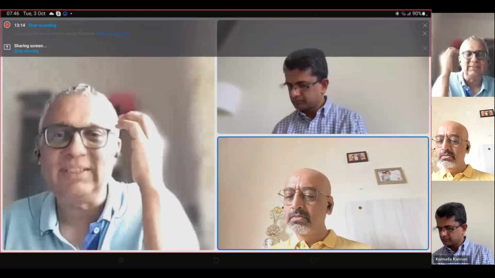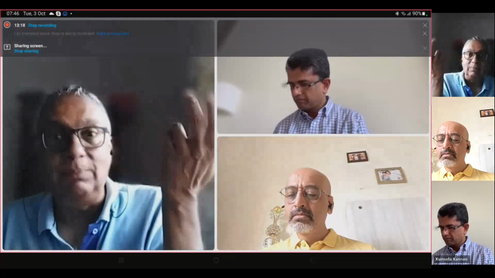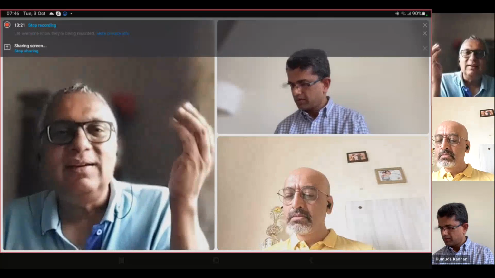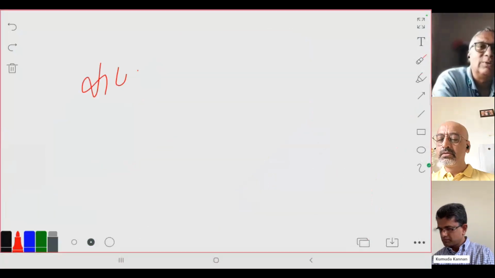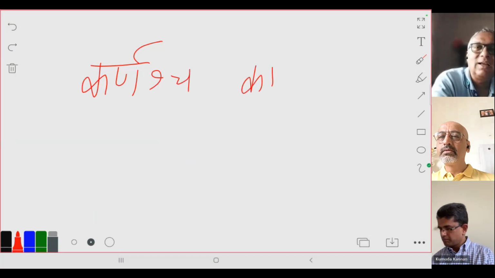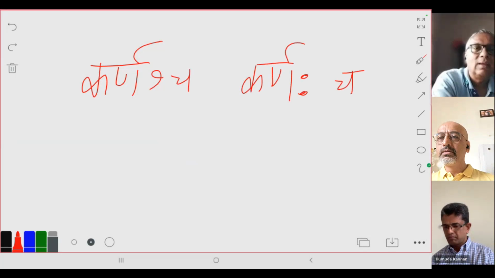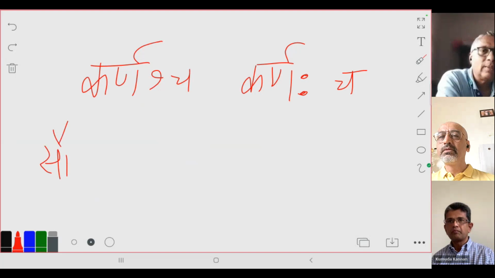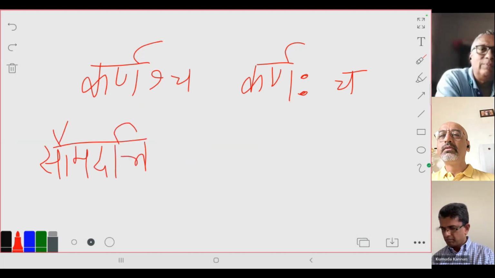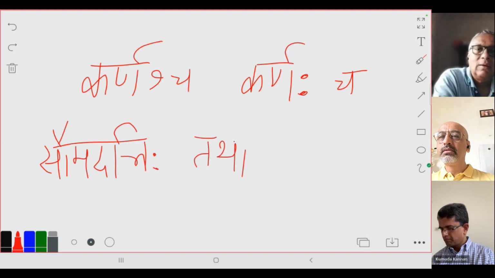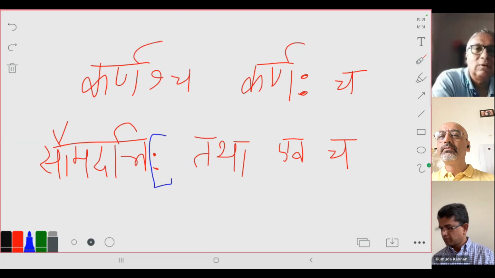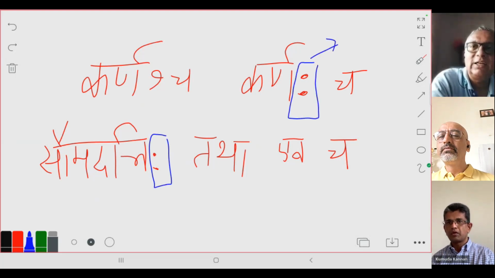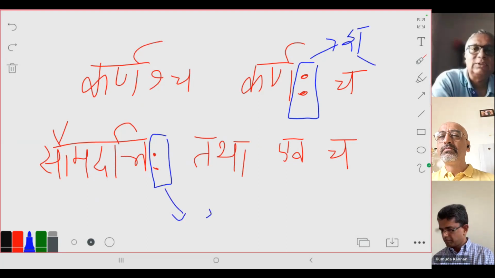But see, in the first instances you are getting Visarga changing into Shakara, and in the last, Saumadattihi, Tatha, Eva, cha. So you see here Visarga changing into Sakara. Example, Karnascha is Karnaha cha. But when you come down to Saumadattihi, Tatha, Eva cha, you see the difference, correct?